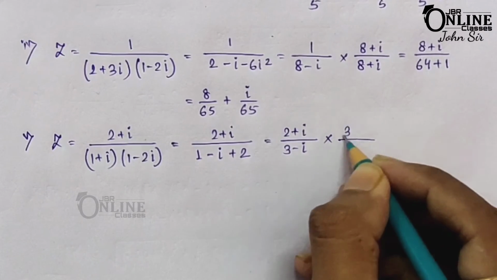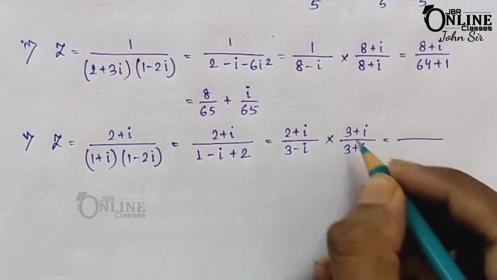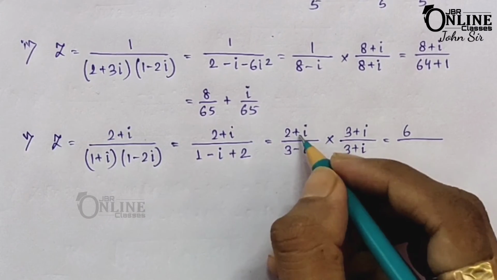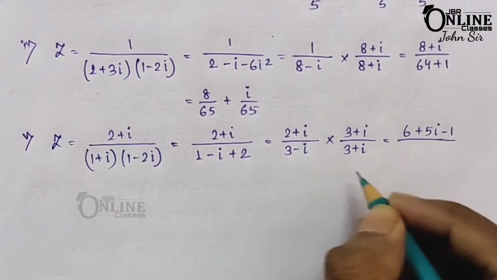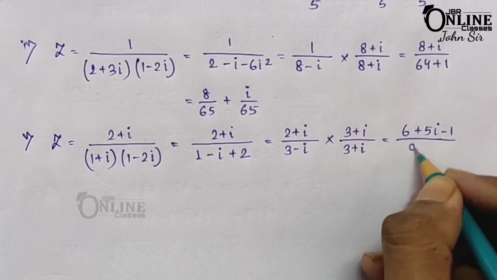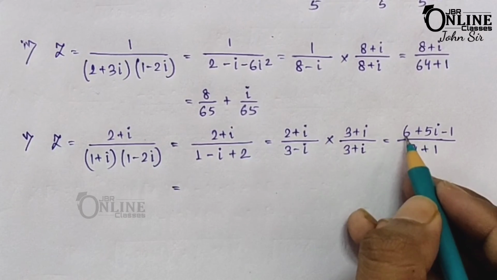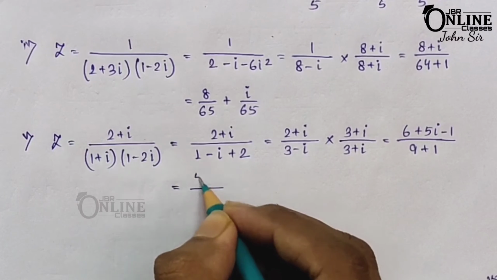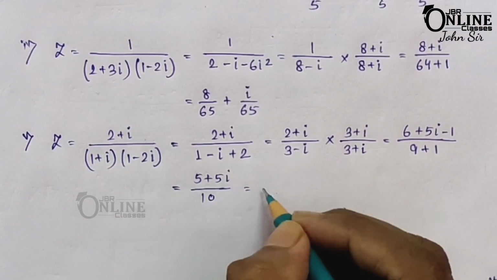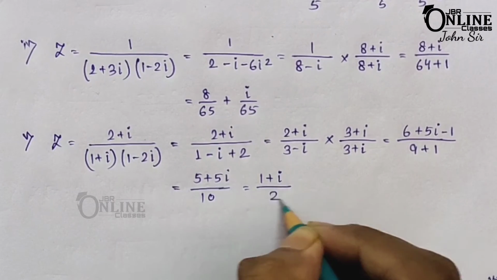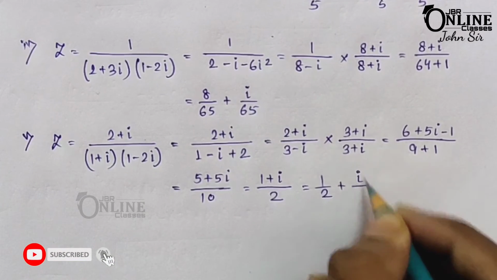Now you have to multiply with the conjugate, so 3 plus i up and down. Then the upper one will be 6, and here 3i plus 2i, it will be 5i, and then i² means minus 1. Here also 3², that means 9, minus i² means plus 1. So now it will be 6 minus 1, that equals (5 + 5i) divided by 10. If 5 will be common, (1 + i) by 2. So your answer will be 1/2 + i/2.